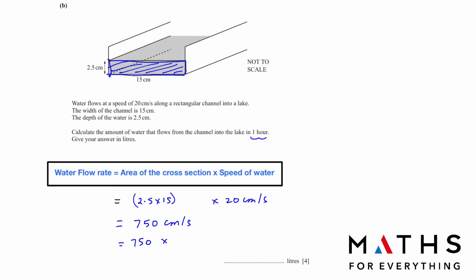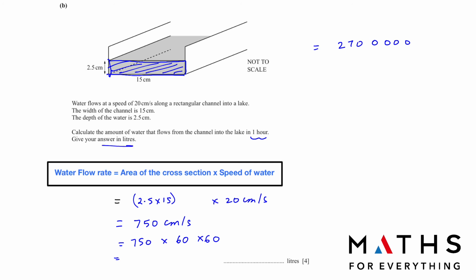Let's say how many minutes are there? In 1 hour, 60 minutes. And in each minute, there are 60 seconds. So this will give us, I'll write the answer here, 2,700,000. But this is in centimeter per second.